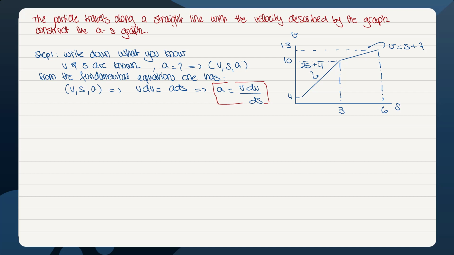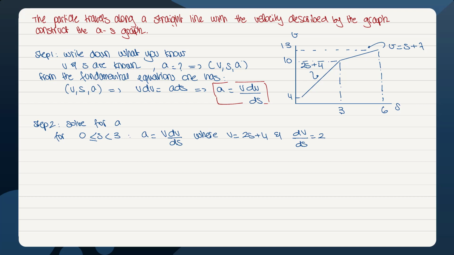Next we can solve for A. Remember, the variation of V is made out of two different chunks, so you need to split up your analysis into two. For S between 0 and 3, the first chunk, A is equal to V dV over dS. We have an expression for V, which is 2S plus 4. We can also get dV over dS simply by deriving V with respect to S, and in this case dV over dS is equal to 2.